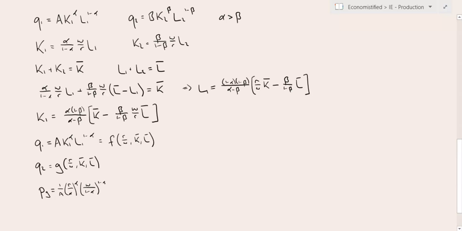Now this holds in both sectors 1 and 2, but of course, by assumption, the interest rate and the wage are the same for both sectors. So if I divide the price of good 1 by the price of good 2, I should get the following result.